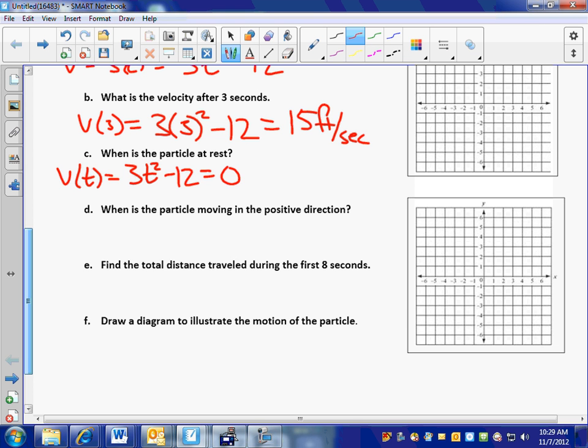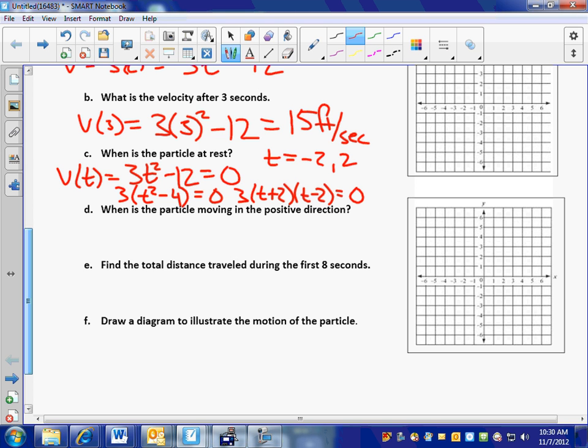Okay, I know that this is a review, but let's just identify this first. Let's look at the squared piece. How many solutions are there in this situation? There are 2. There's going to be 2 times where the particle is at rest. So we need to make sure that we find both of those. You could add the 12, divide by 3, square root it, or you could factor it, which is what I will do. So 3 times t squared minus 4 equals 0, or 3 times t plus 2, t minus 2 is equal to 0. So at time what? Negative 2 and 2.